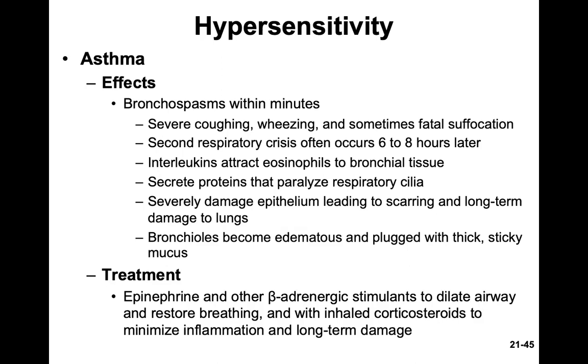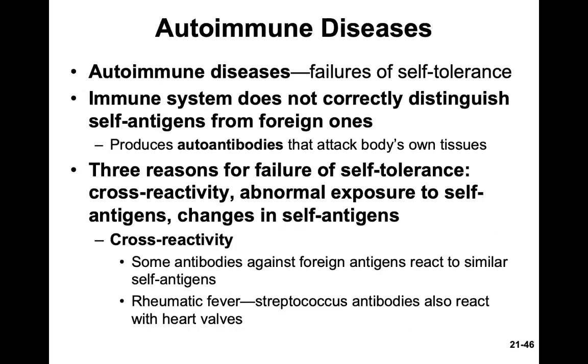If they have asthma attacks that are severe enough, they could be prescribed corticosteroids to help dampen or decrease the action of their immune system so that can help decrease and minimize the inflammation, which can decrease and minimize long-term damage. So now let's talk about autoimmune diseases.